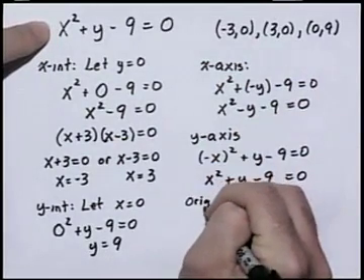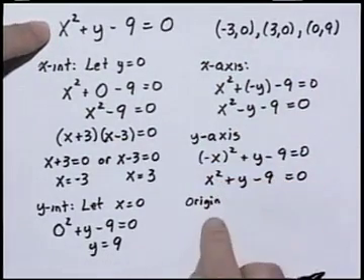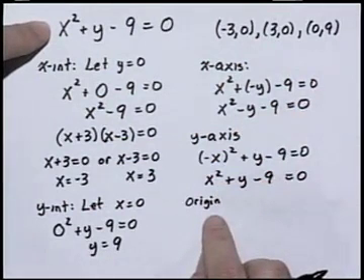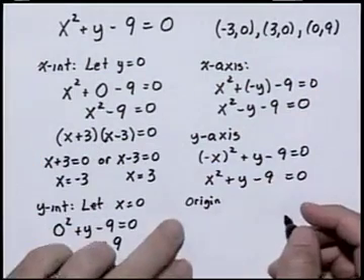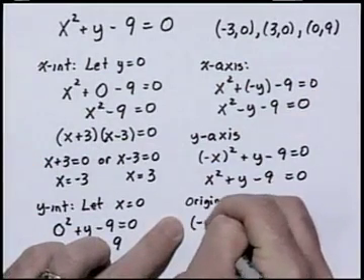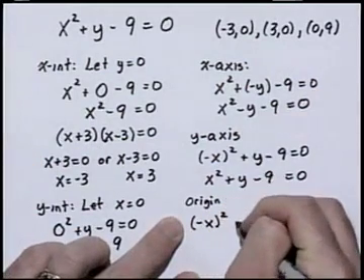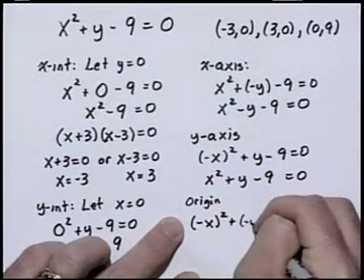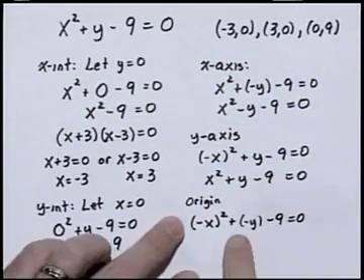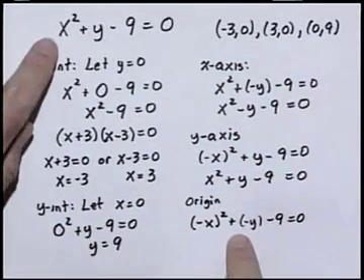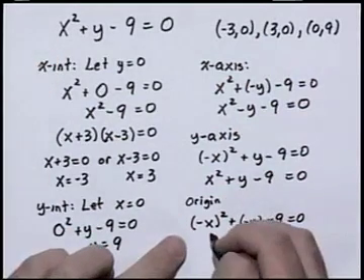Finally, we can check for origin symmetry, which means if (x, y) is on the graph, so is (negative x, negative y). So to check for origin symmetry, you replace x with negative x and you replace y with negative y. If an equivalent equation results to the original, then we have origin symmetry.